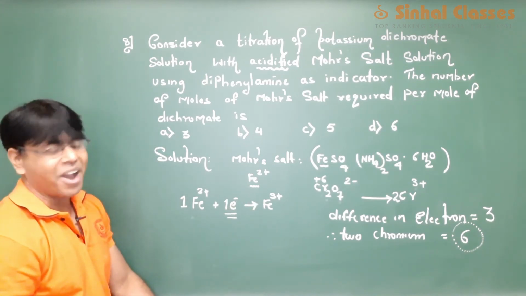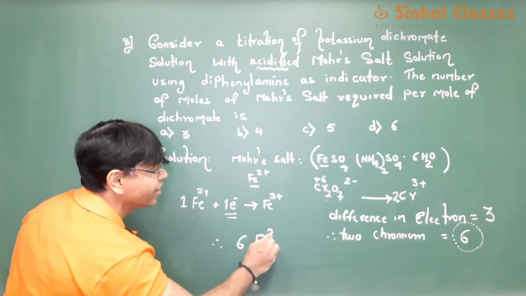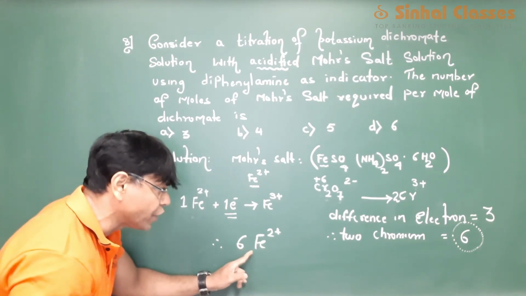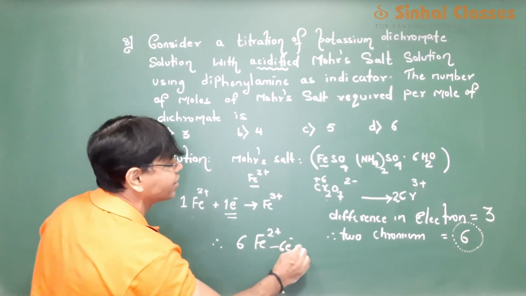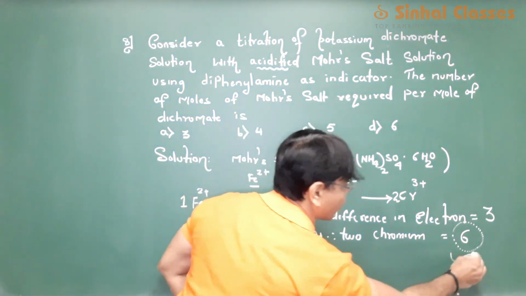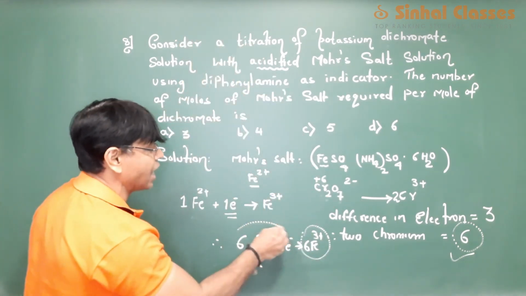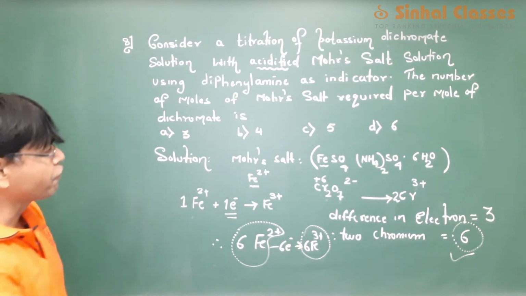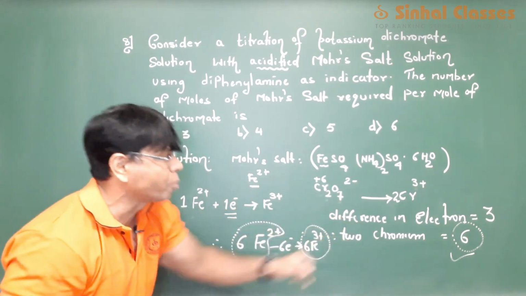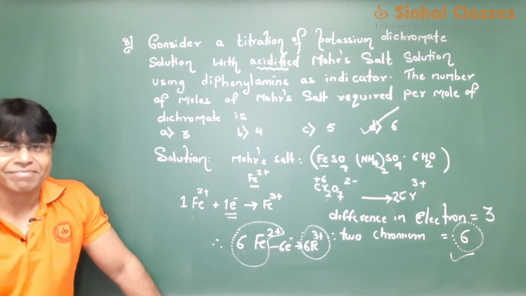So tell me, how many Fe are required to give me 6 electrons? Definitely it requires 6 Fe2+. So when I take 6 Fe2+, then only I will get 6 electrons, turning into 6 Fe3+. So for 2 chromium it requires 6 electrons. For that I require 6 ferrous ions. Therefore, the moles of Mohr's salt I require to neutralize this dichromate is 6. So your answer for this question is D. Okay.